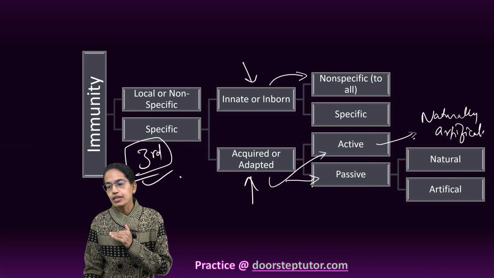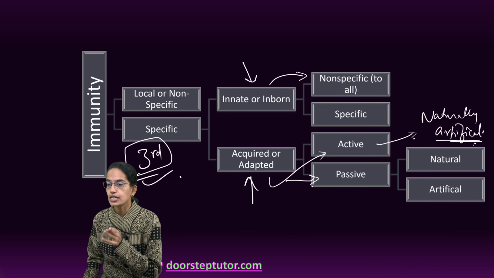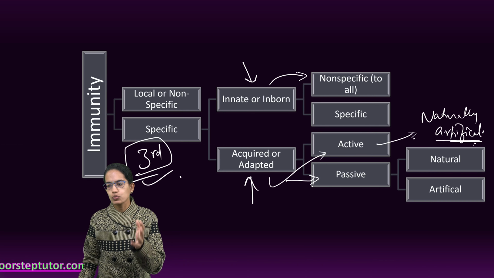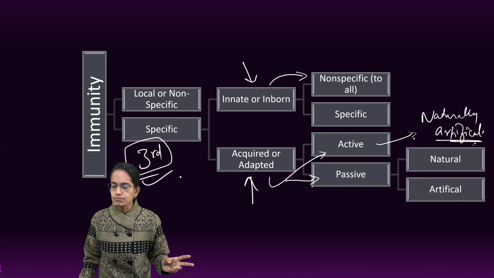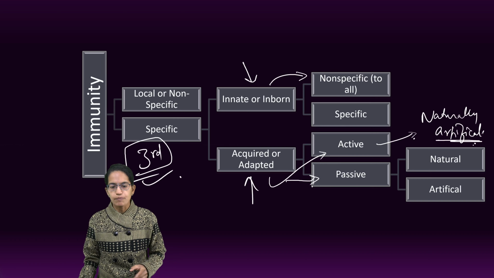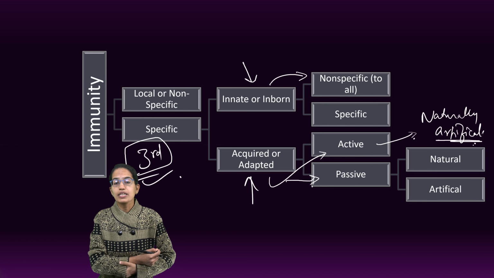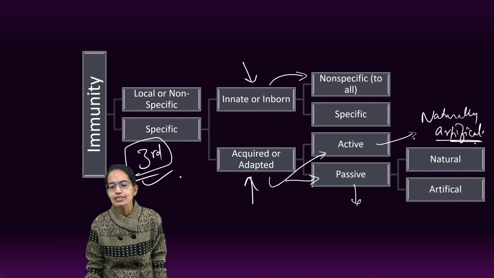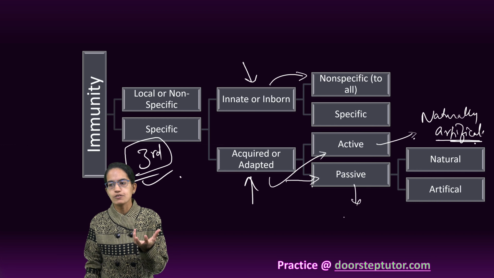Now active immunity, how would it generate? Through a natural way, either by infection, or artificially through vaccination. Both of them generate long-lasting immunity, right? The acquired immunity can also be passive in nature. Passive means the body has the ready-made antibodies.